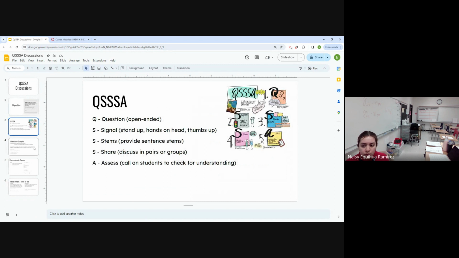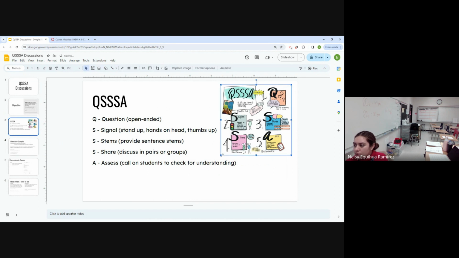First, I wanted to go over what a QSSSA is. We first pose a question to our students. It should be open-ended. We give a signal, so they either stand up, put their hands on their head, or do a thumbs up, whatever you want to do for that. We'll provide sentence stems for them, and maybe even a word bank, depending on the level that you have. Then we'll have our students share in groups or pairs, and then we'll assess as a whole class. So we'll check on students for their understanding.